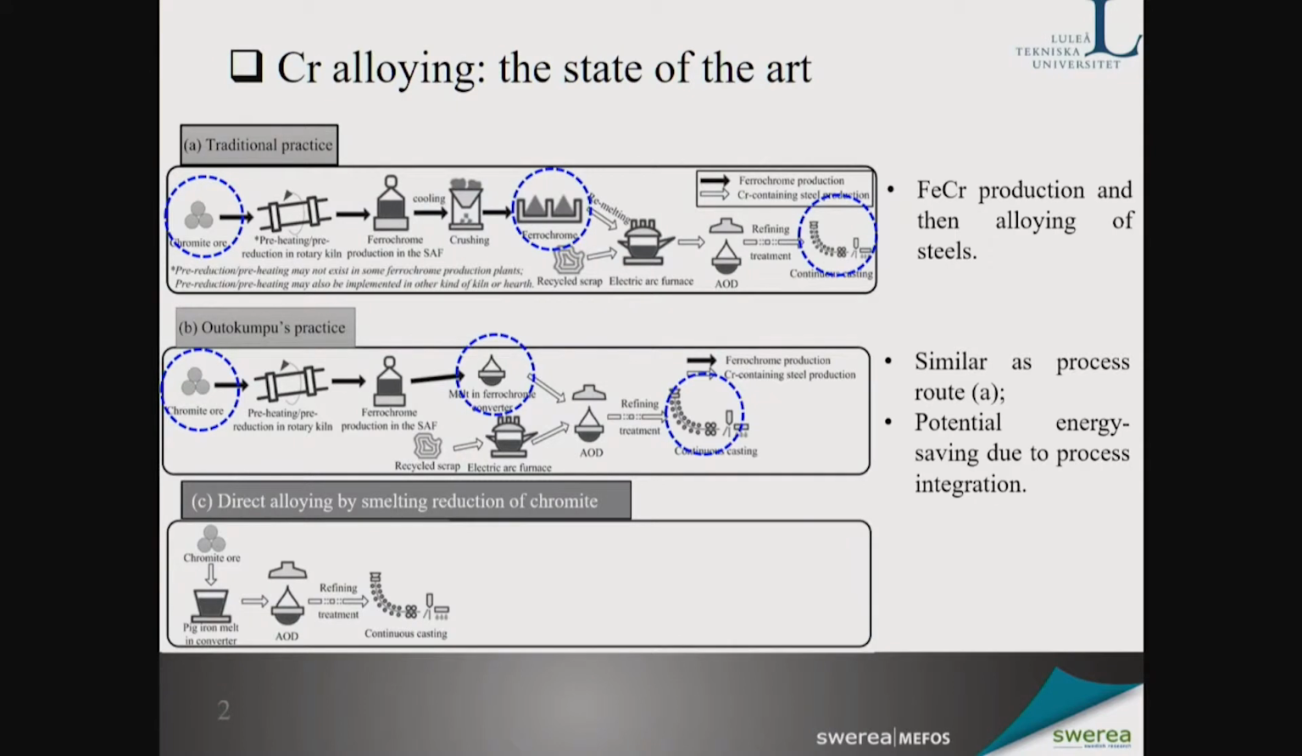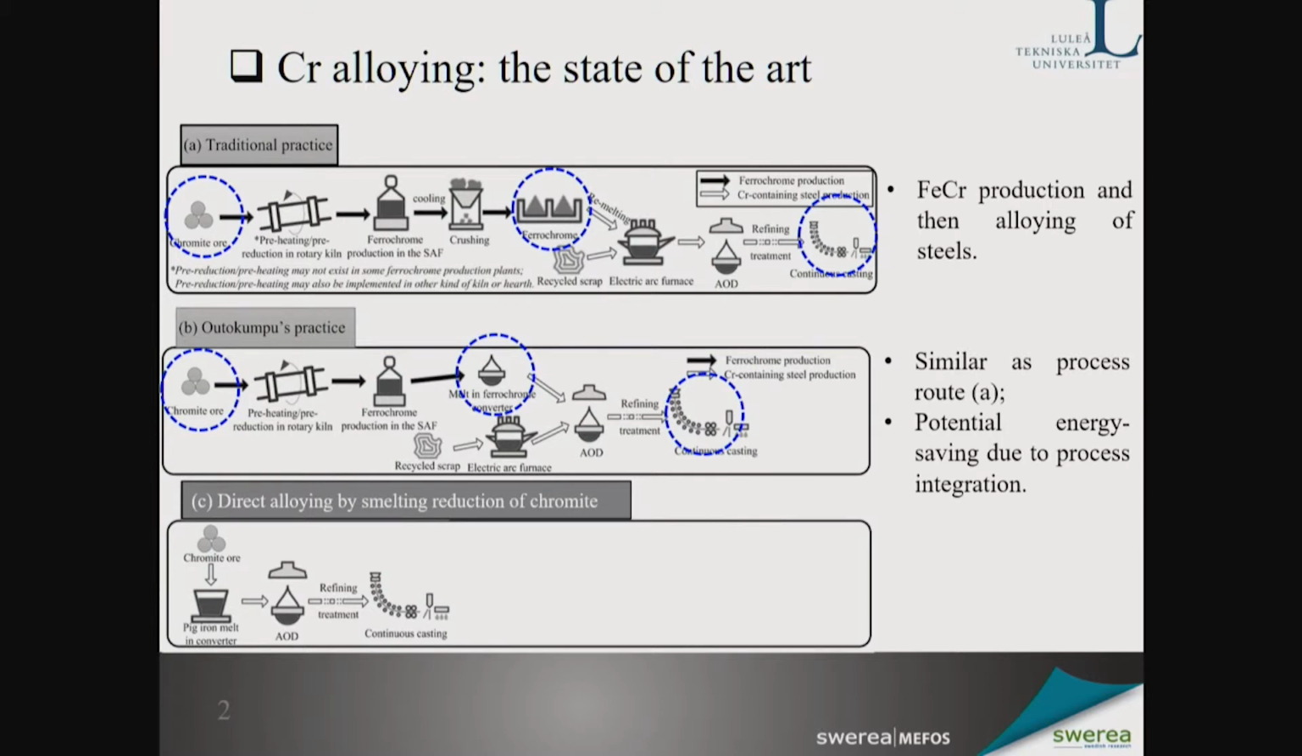But still, if we look into the two processes, we notice that the ferrochrome is just an intermediate for the production of the steels. And therefore, there's still potential if the ferrochrome production processes can be avoided, or at least partially avoided. To do this, there's another process called the direct alloying by smelting reduction of the chromite ore proposed.